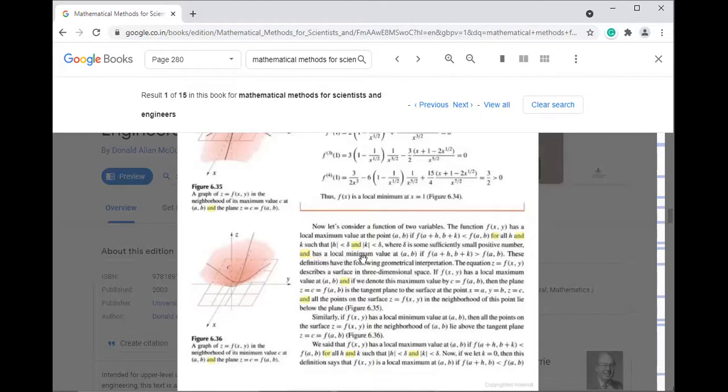The function has a local minimum value at a, b if the value of the function at the point a, b is less than the value of the function at all nearby points.